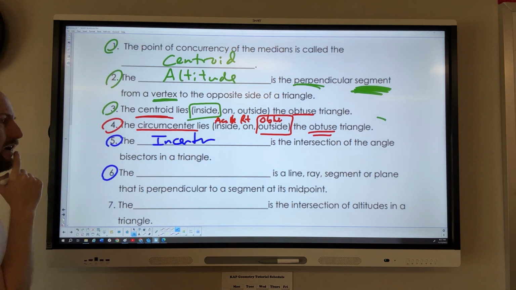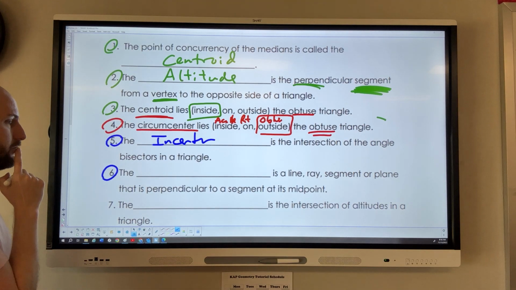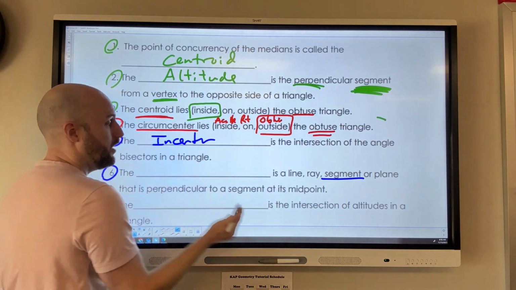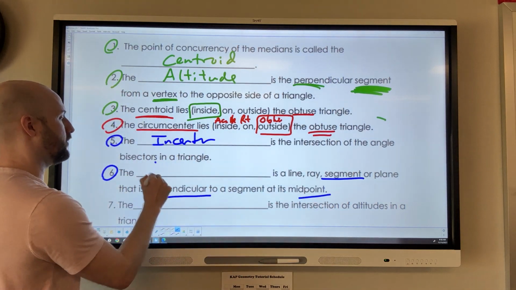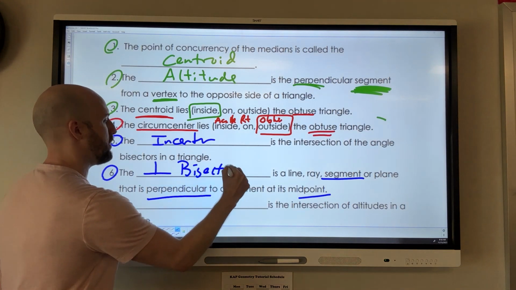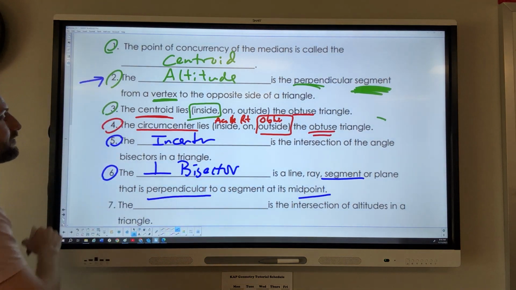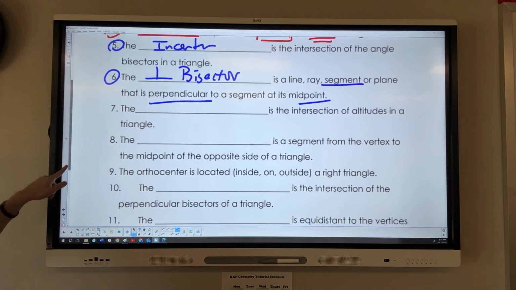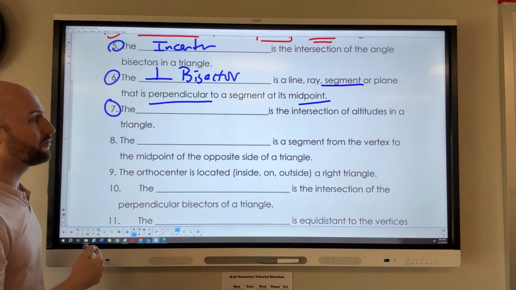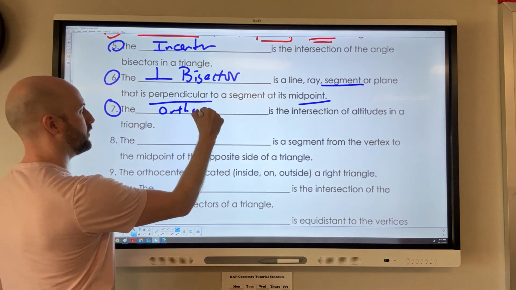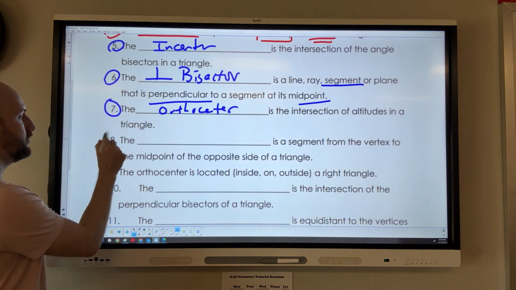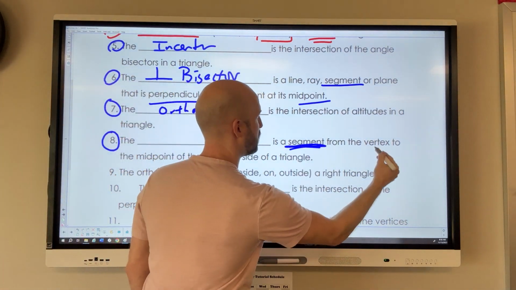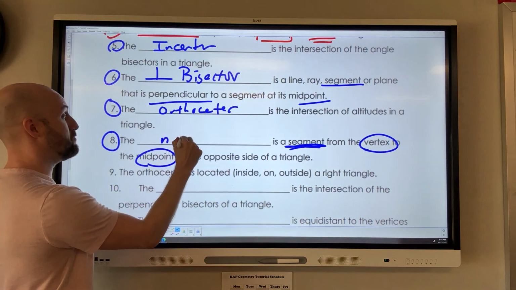Number 6, the blank is a line, ray, segment, or plane that is perpendicular to a segment at its midpoint. So we're mostly talking about this special piece where we're using a midpoint and perpendicular. That is the perpendicular bisector. And again, just like altitude, they were asking about one of the objects, not what it's called when they all meet. Number 7, the blank is the intersection of altitudes. So when all the altitudes meet, that's called the orthocenter. Number 8, the blank is a segment from a vertex to a midpoint. So the segment when I connect a corner to a midpoint is a median.